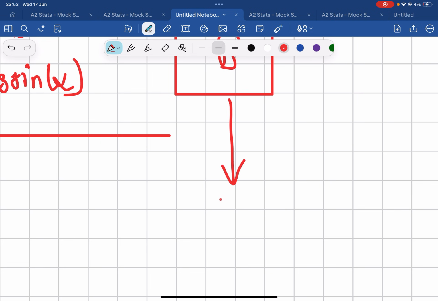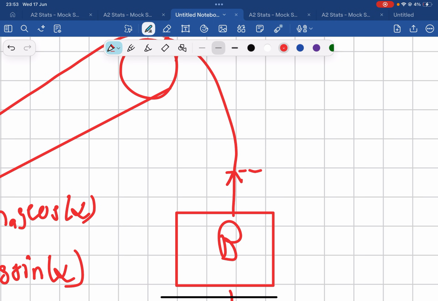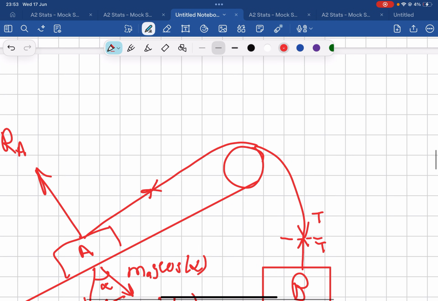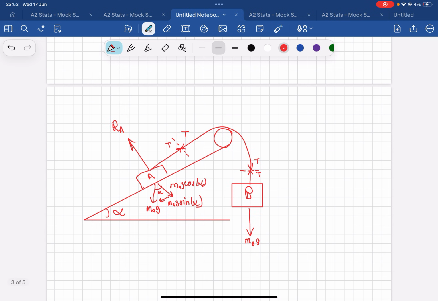So we have m_B g, and we've got tension acting on the string. Let's say this string is taut and it's light. That means tension throughout the string is the same, and the mass of the string is negligible. And the last thing to add is that the pulley is smooth. Alright, that's fine. And let's say we've got a rough plane.